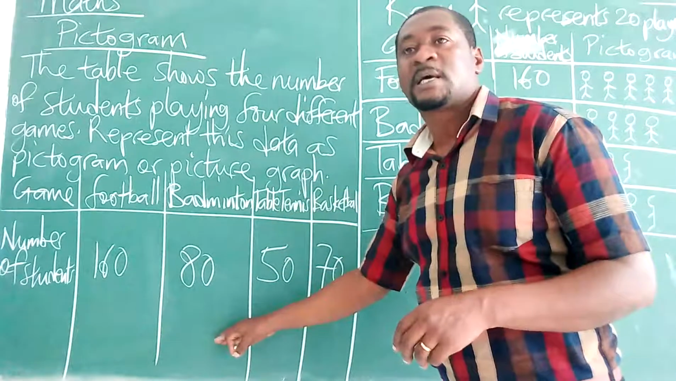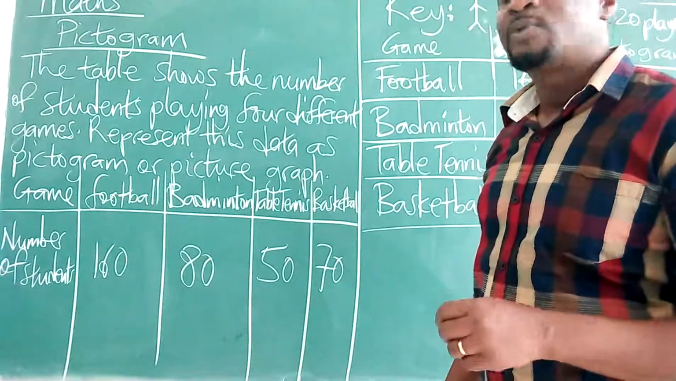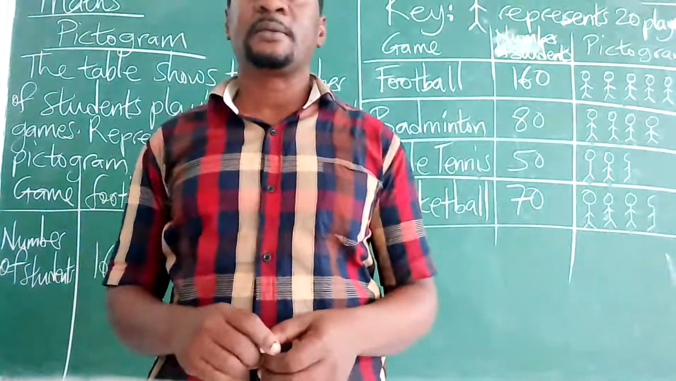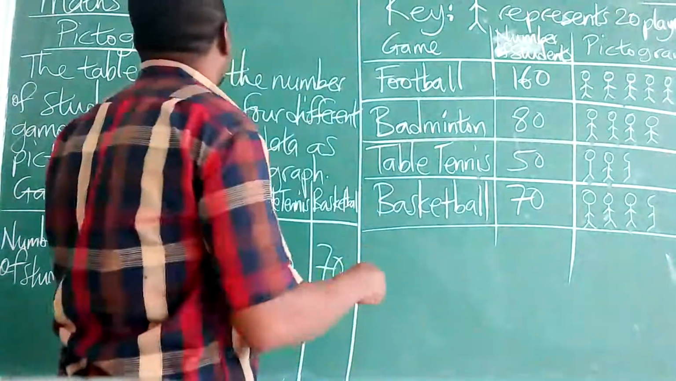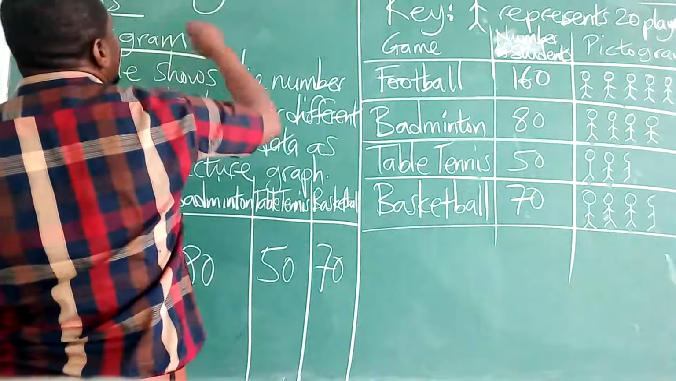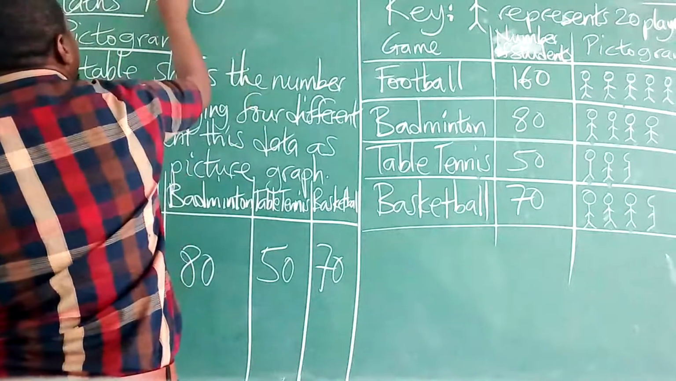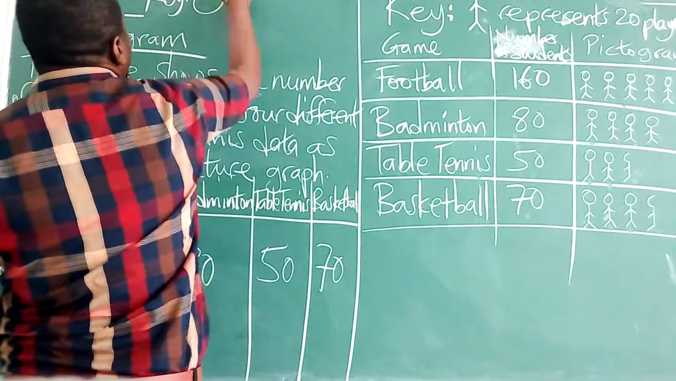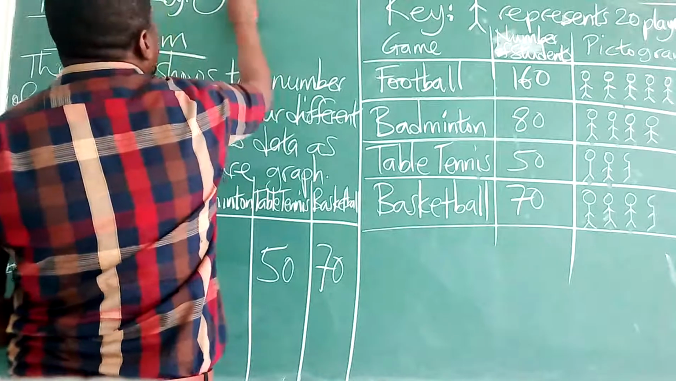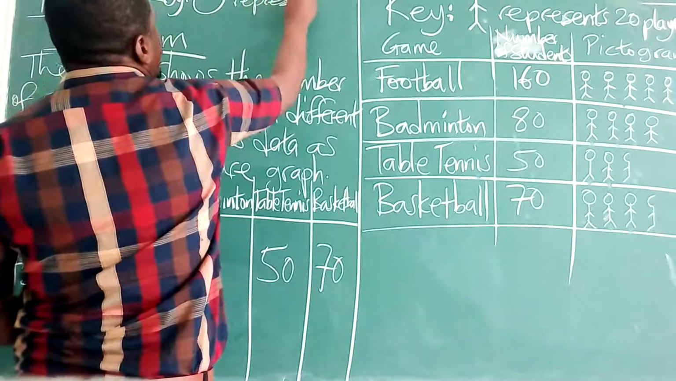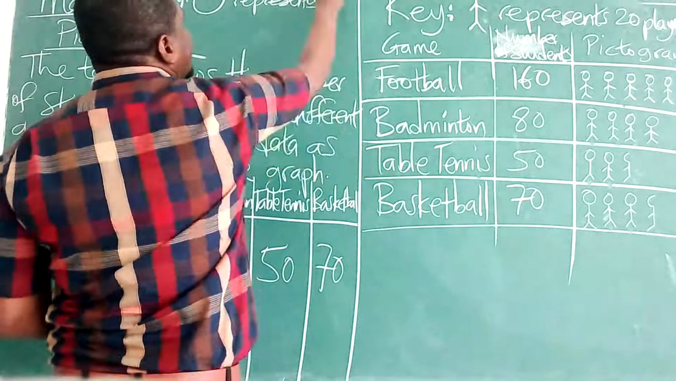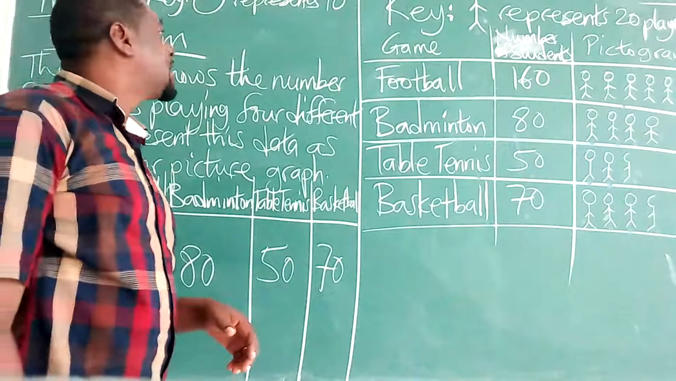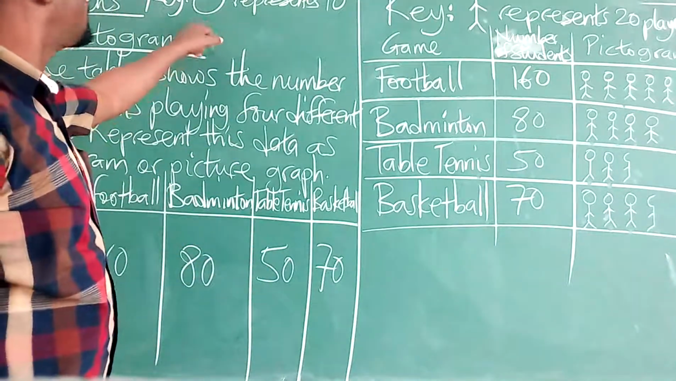Now we have seen how to represent information like this as a pictogram. The same thing, we can use so many pictures to represent a pictogram. Let's say I have an apple, and this is the key. The key says one apple represents 10.